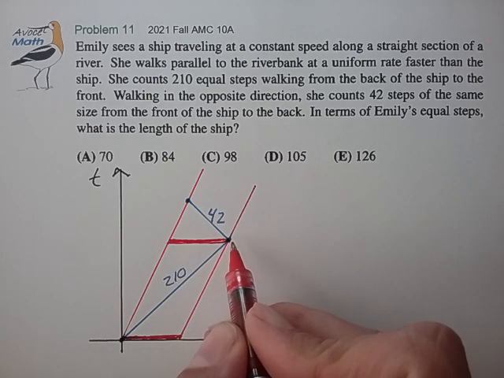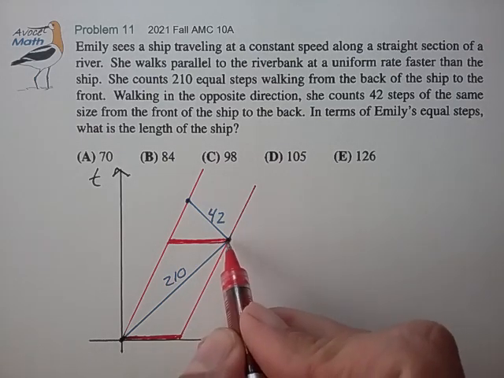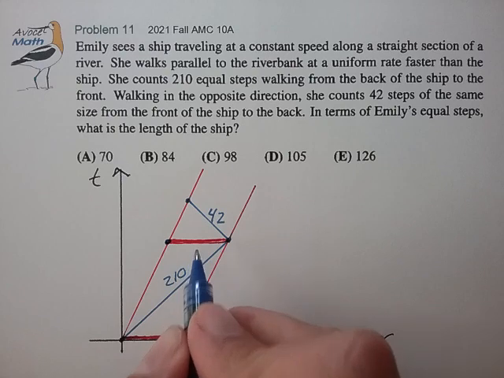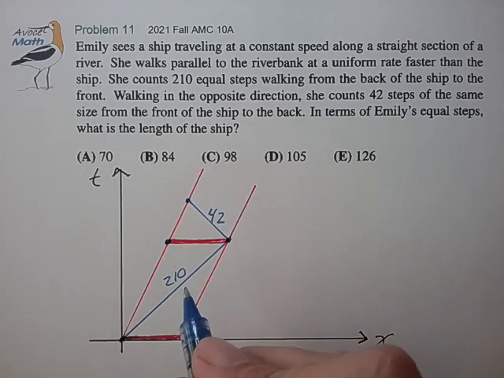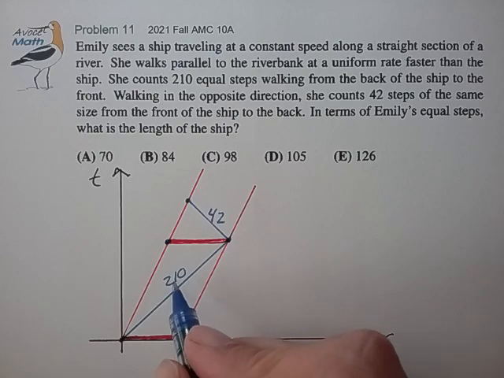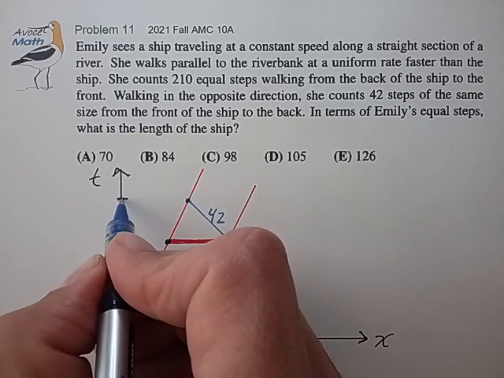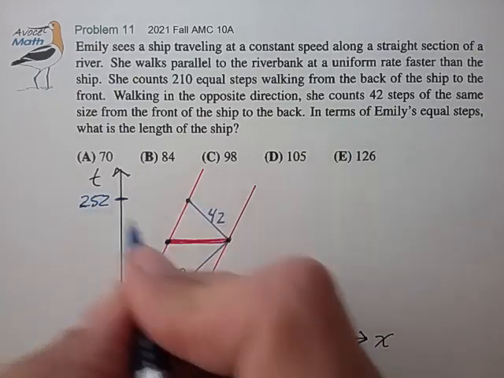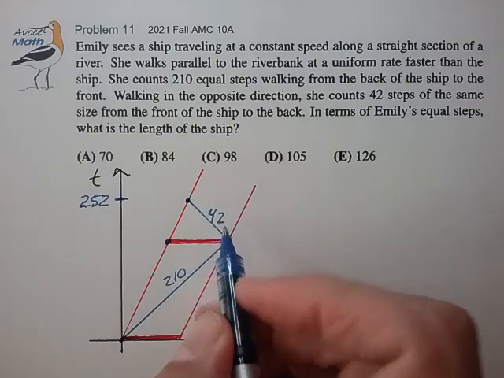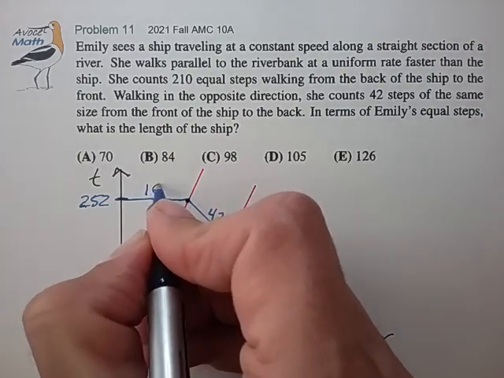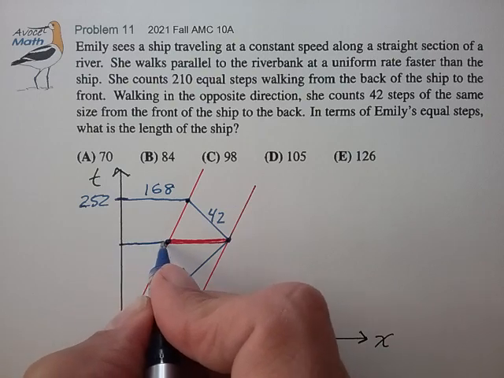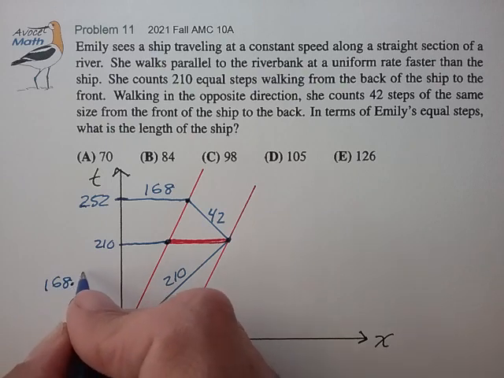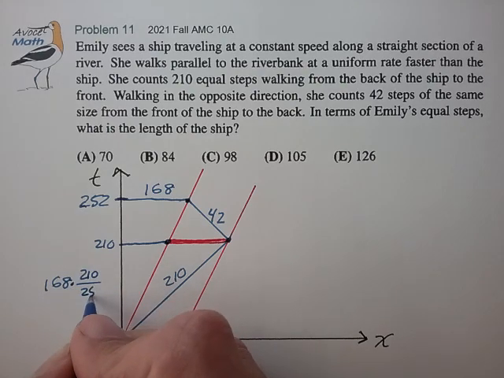So it seems as though we could figure out the x location of this point and the x location of this point and subtract the two to find this length. So let's pursue that path. So let's see. This time point is 210 plus 42, 252. This distance point is 210 minus 42, or 168. We can figure out this length using a proportionality of 168 times 210 over 252.